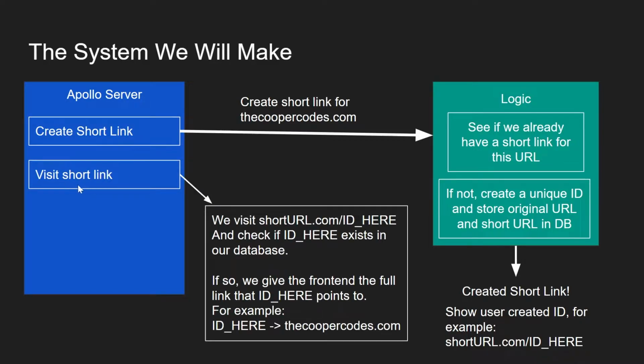It's also important to look at how we visit short links. So if we were to visit shorturl.com/ID_here, and let's say this is the ID that represents this Cooper Codes domain up here, we can check if ID_here exists in our database. If so, we can give the front end the full link. So for example, the user inputs ID_here by saying shorturl.com/ID_here, and then we are going to give them thecoopercodes.com. That's the basic functionality as to how a URL shortener works.